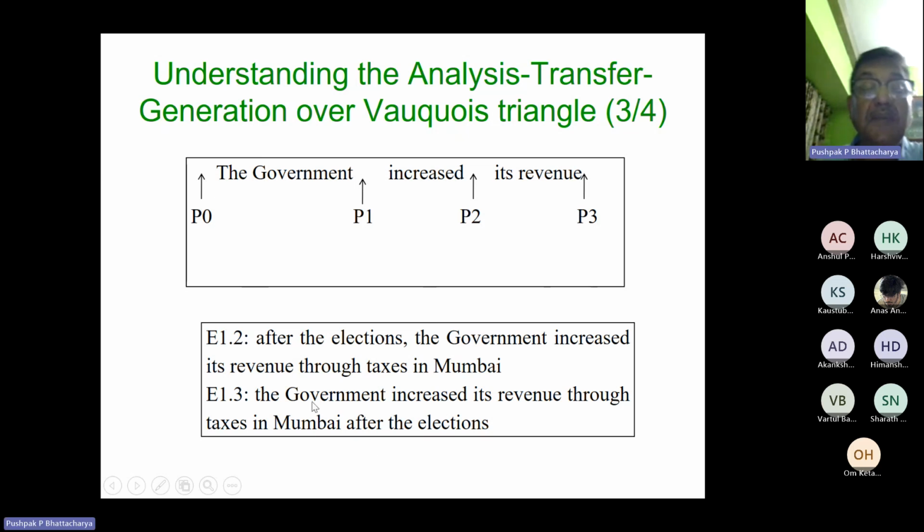But you can take little bit of liberty with these adjuncts. You can move them around. Through taxes in Mumbai remains there, but after the elections can go to the end of the sentence. Okay, so P3 can be occupied by two adjuncts, and which order will be more preferable, that will be decided by what is called the probability distribution, which is learned from the data.